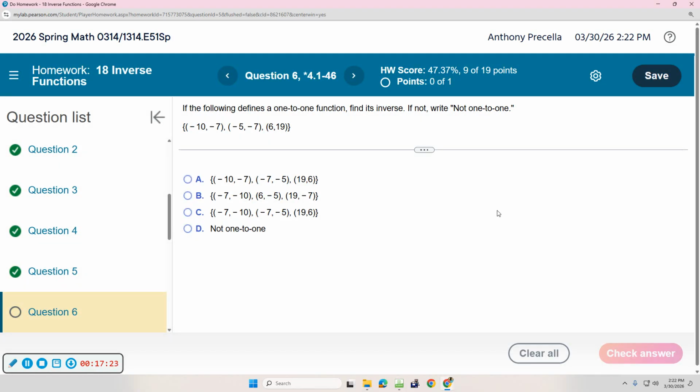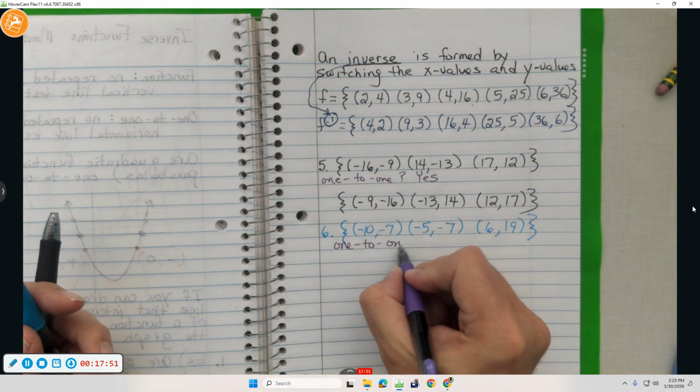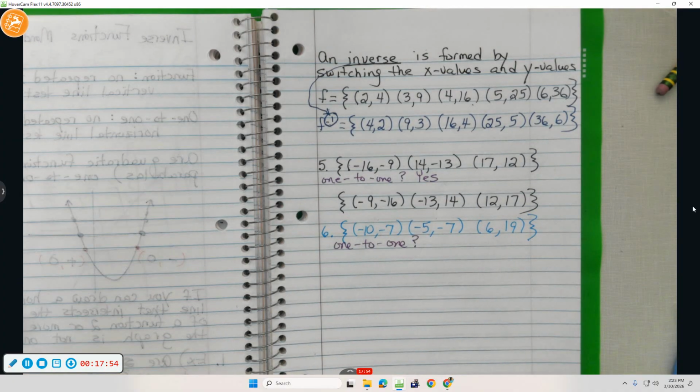Problem number 6. Oh, this is a tricky one. -10, -7, -5, -7, and 6, 19. The instructions say, if it's one-to-one, find the inverse. So, in plain English, it's saying, if there's no repeated y values, switch the x and y.